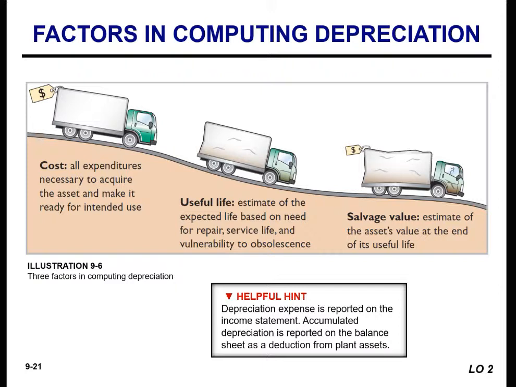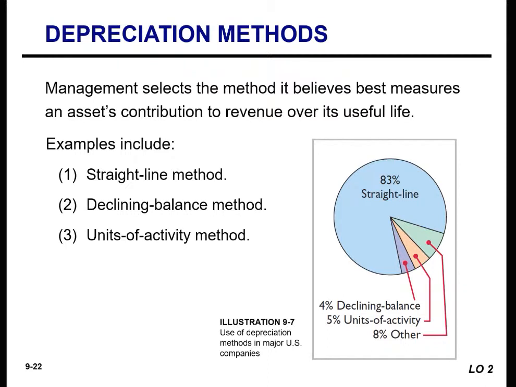After we know what our cost is, our useful life is, and our salvage value, then we apply to that a depreciation method. Depreciation is generally computed using one of three methods. There are more, but these are the three most common: straight line, a declining balance method, or units of activity. Each of these is acceptable under generally accepted accounting principles.